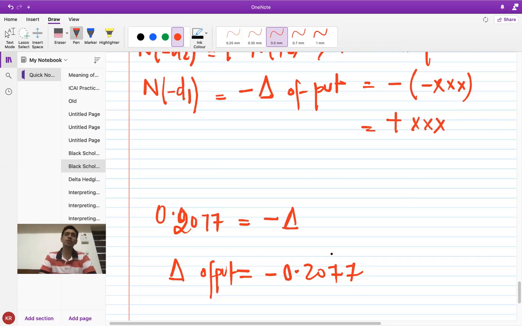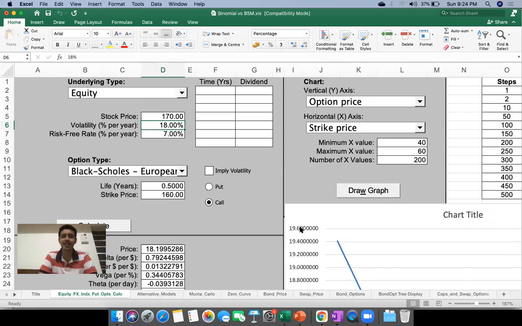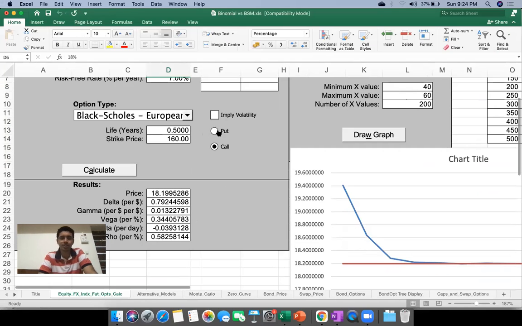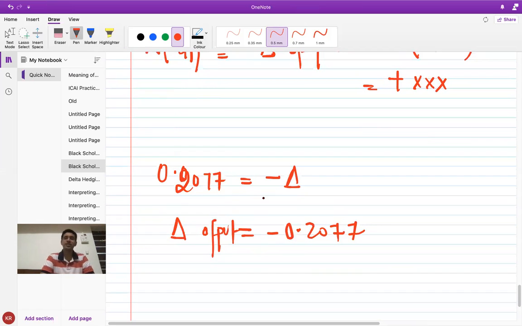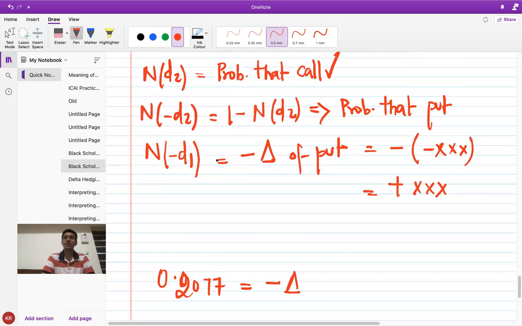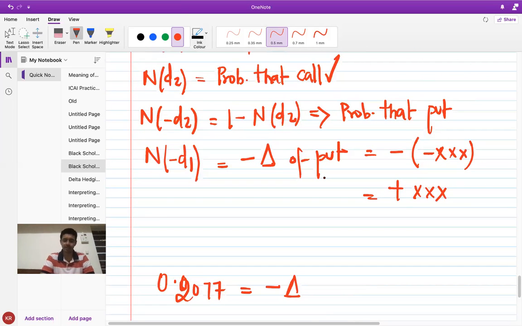Let us come to the Black-Scholes calculator and see that the delta was minus 0.2077. I'm going to put and I'm pressing calculate: minus 0.2076. Okay, it is approximately the correct answer. So N minus D1 is minus delta of put option.